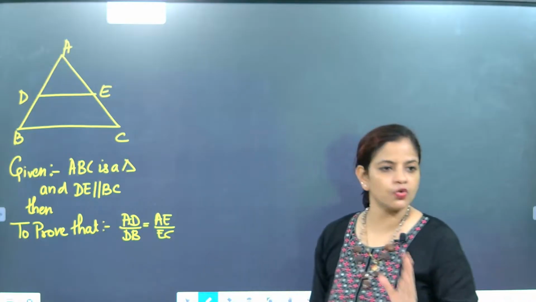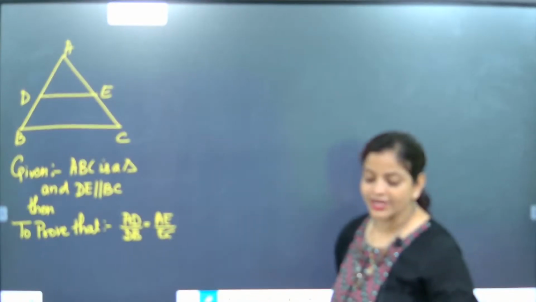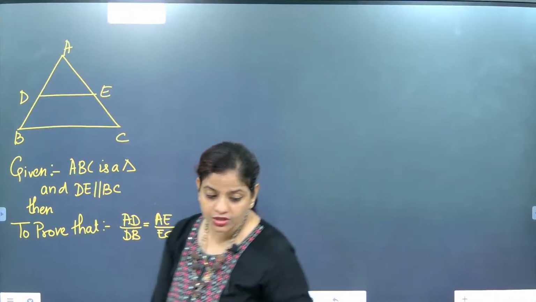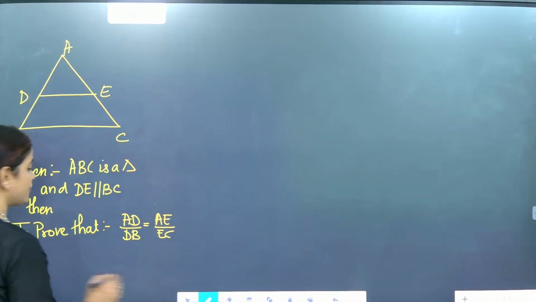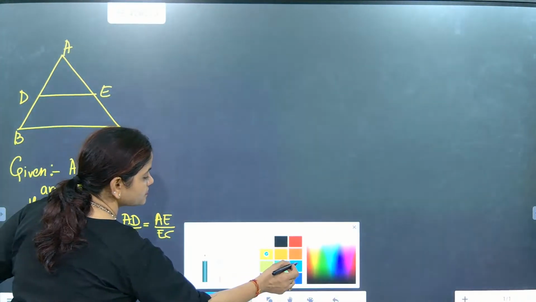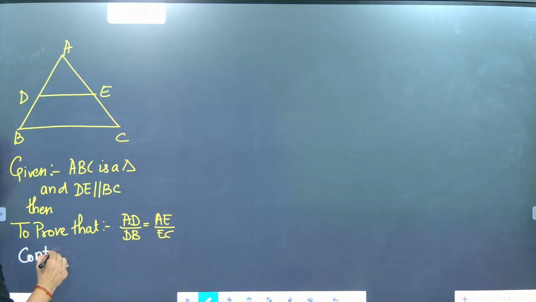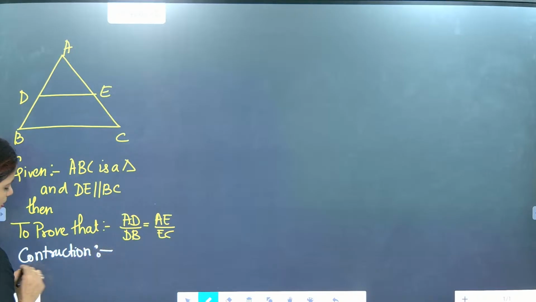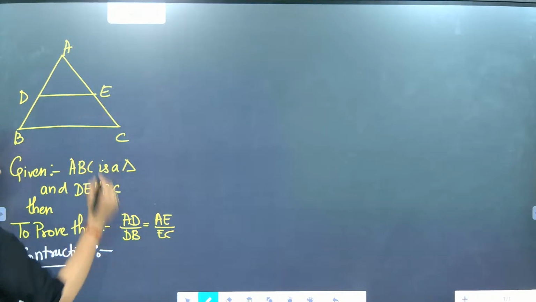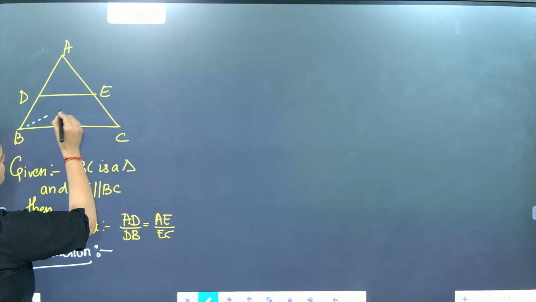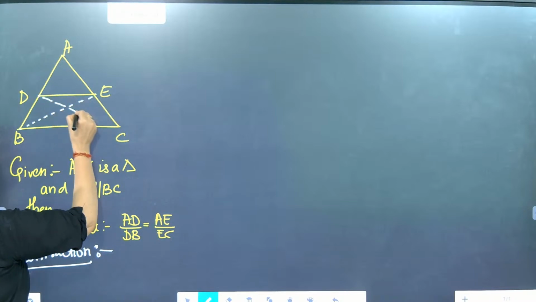Here also we are going to construct. Okay? Beta, what in all we are going to construct? Here two things we are going to construct, beta. Our construction is: in construction, we will join this one and we will join this one.